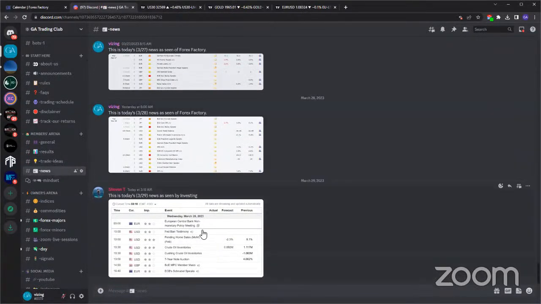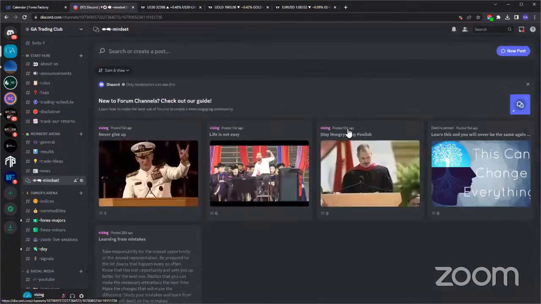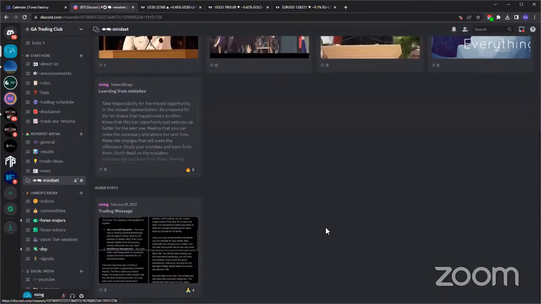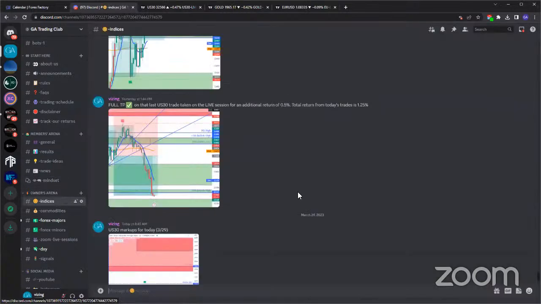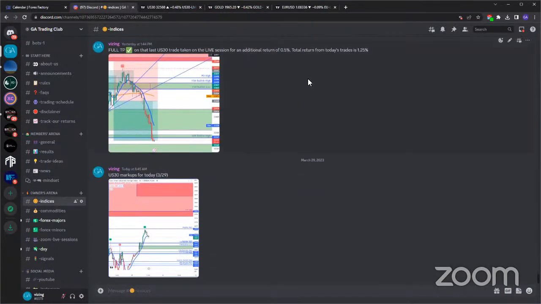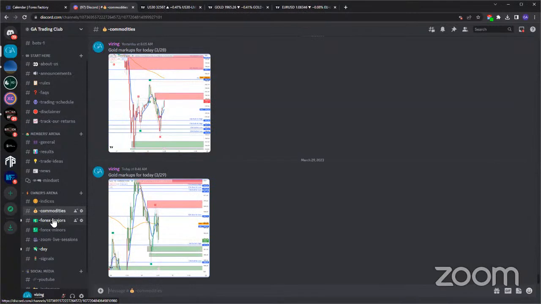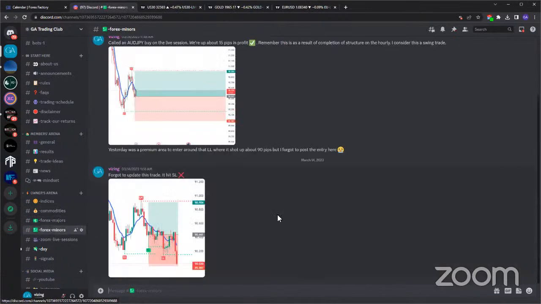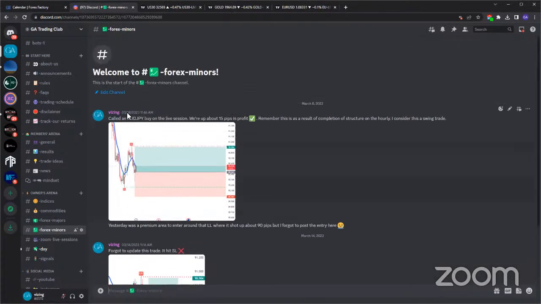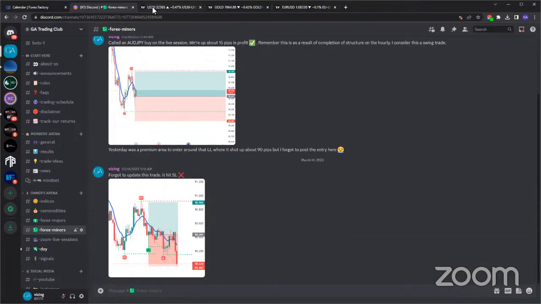News, this is where we just take a screenshot of what's in Forex Factory or investing.com and put it in there. Mindset, you can post anything that you believe can help the team with mindset, right? Mindset is a big thing for traders. Indices, this is where I post the markups for US 30 or NAS. Commodities, ideally gold. Forex majors, mostly EU because that's what I trade. Forex minors, we haven't had a Forex minor trade since March 8th.